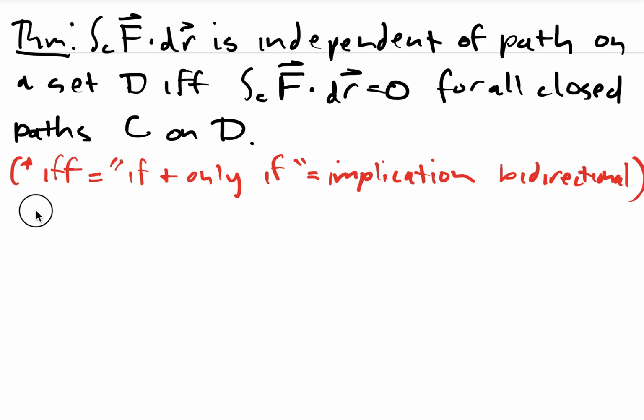Now, the idea for that is basically this. I'm going to go ahead and spell this out. Let's say that I know that something is independent of path. Okay, this vector field is going to be independent of path on D, right? So I will start out with that implication.